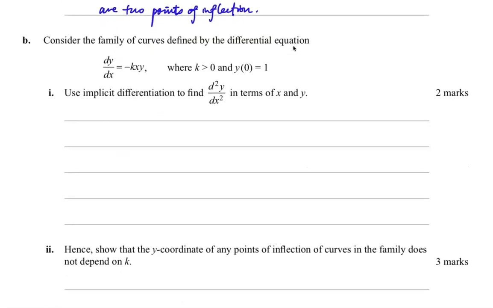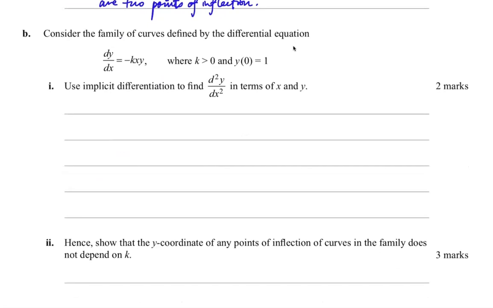Consider the family of curves defined by the differential equation. Y of 0 is 1 again. Okay, so this time it's minus kxy instead of minus 2xy. Use implicit differentiation to find d2y dx squared in terms of x and y.